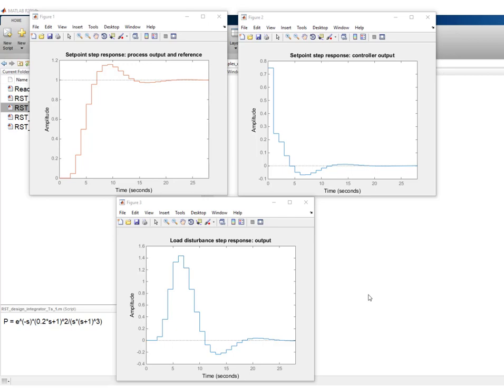The response to a set point, and as you can see, we meet the specifications. There is no difference between the desired response and the actual response. This is of course because we are working on a process that is also the one that we've used for design. This is the controller output, only very little difference, but now we are able to reject a load disturbance. And this is of course because we have introduced in our controller an integrator. We are able now to reject a step-like load disturbance.